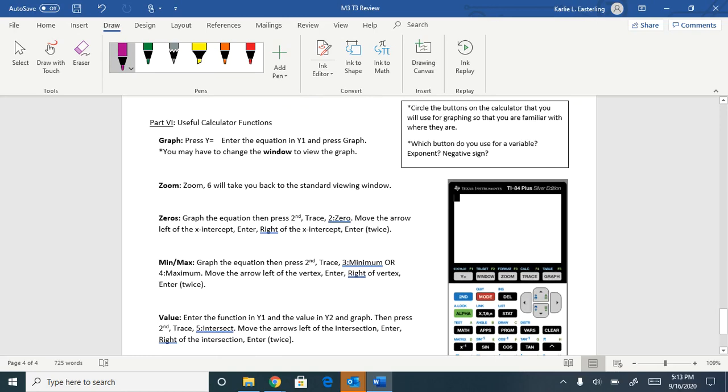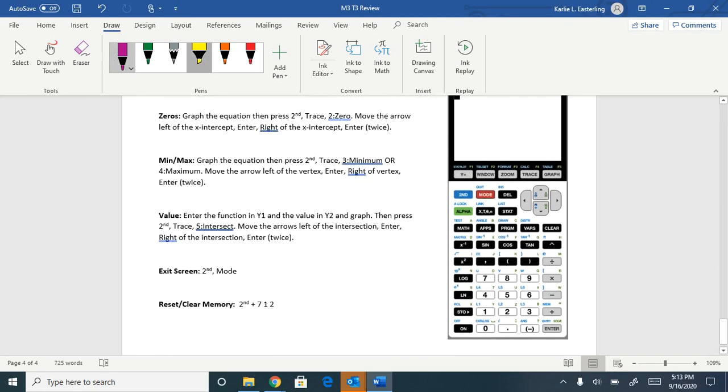It says circle the buttons for the calculator. Which button do we use for a variable? The button that you're going to use for a variable is this X,T,theta,n button. The exponent one, you can click this to get any exponent that you want, but since we're dealing with quadratics, you're really just needing that square that's also right there. And then our negative button down here is very important as well, because if you click minus instead of negative, it will not graph this. So we got to make sure that we're using the right buttons here.